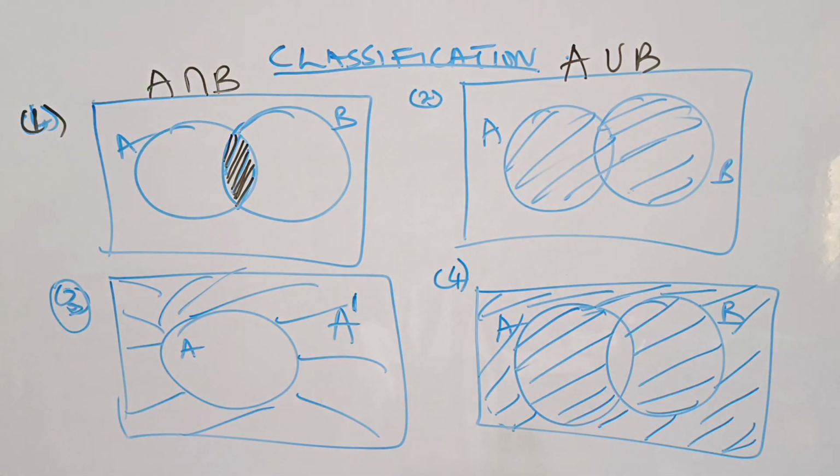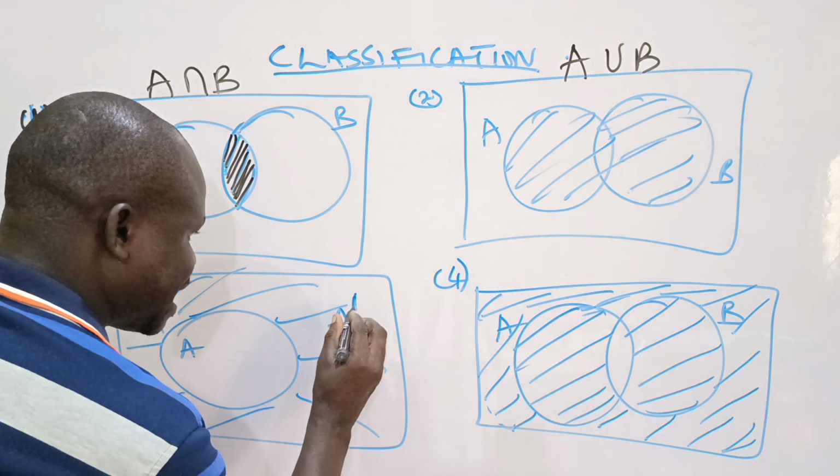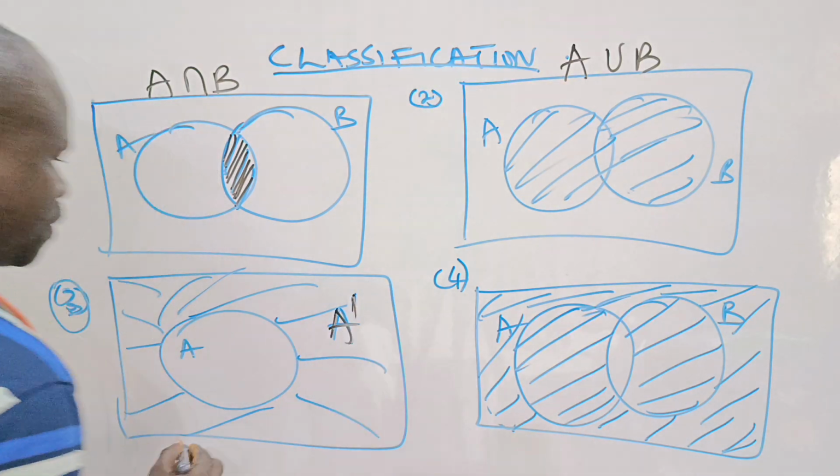Now let's go to the third one. We have just one set, A. Then what do we have there? We have the circle that contains A, and everything outside the circle simply means A complement. This is the complement of A.